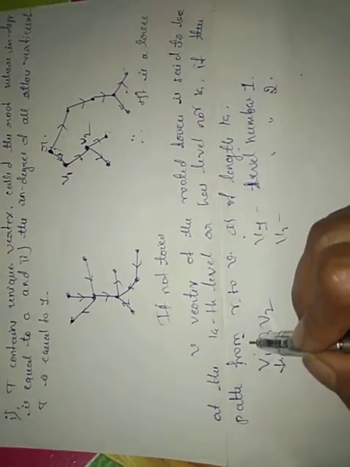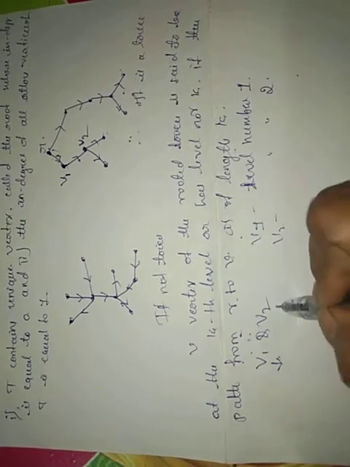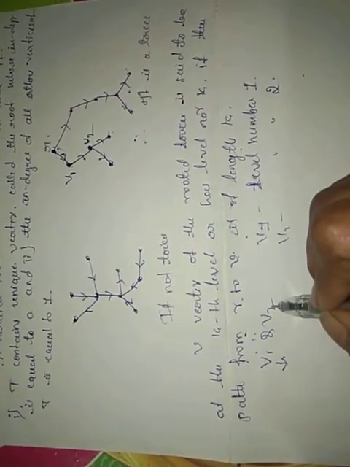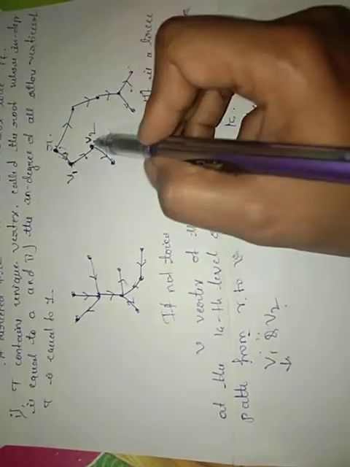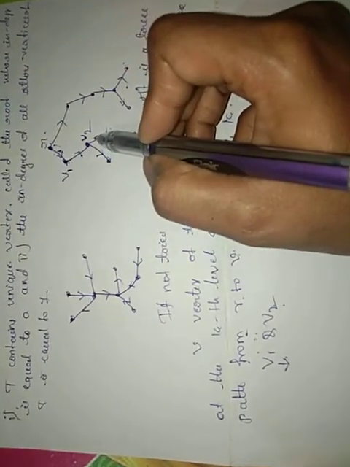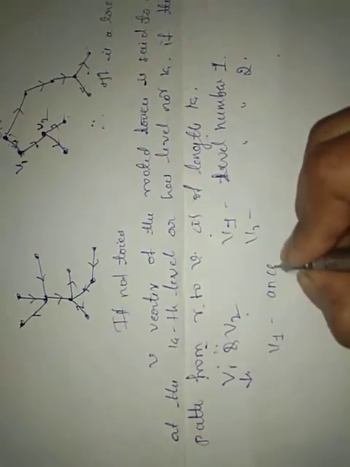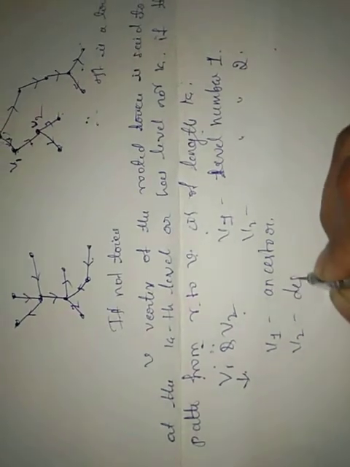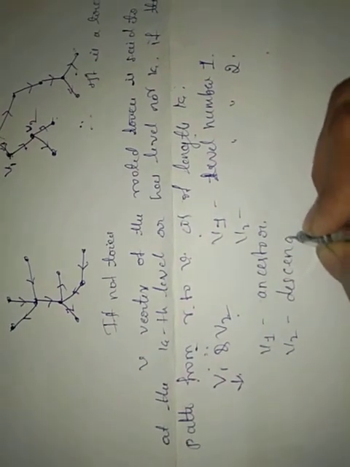So in that case, if V1 has a lower level number than V2 and there is a path from V1 to V2, as here there is a path from V1 to V2, then we say that V1 is an ancestor and V2 is a descendant.